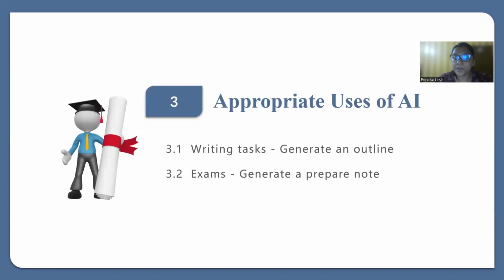Now we are going to talk about some appropriate use of AI. We will teach you 2 ways of using AI based on the type of orders. We use AI to help generate an outline in writing tasks. As for exams, we use AI to generate a prepare note.